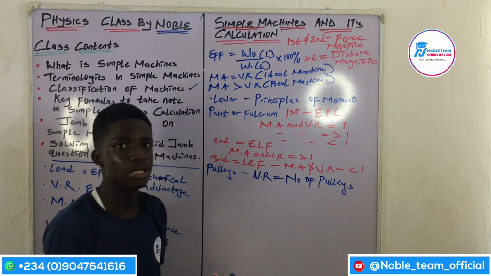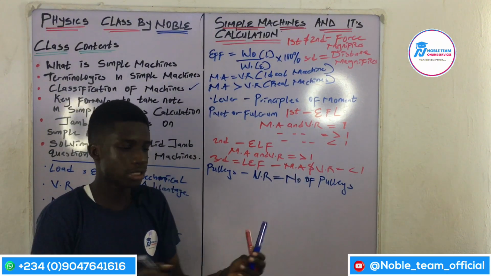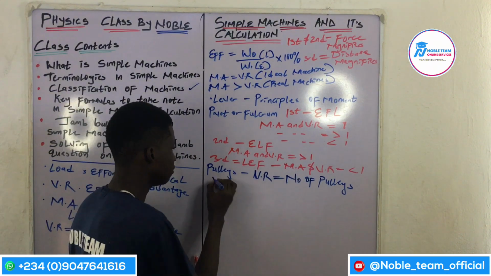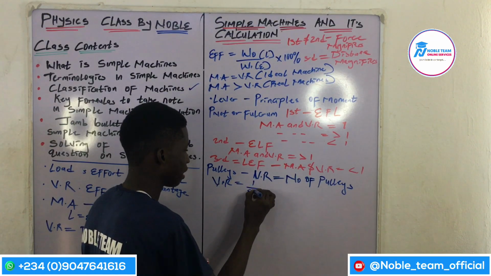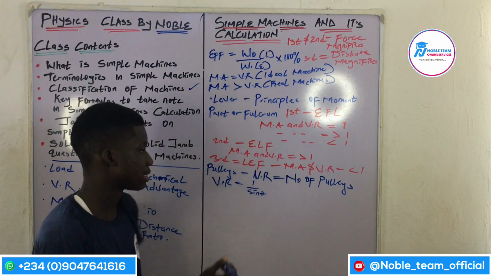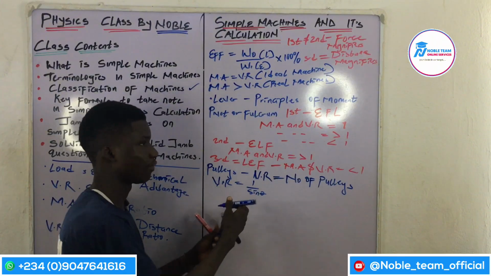Now in this inclined plane, since it is horizontal, that is where we have its velocity ratio, which is VR. VR is now equal to what? 1 over sine theta. Yes, this is how to get the velocity ratio of an inclined plane.